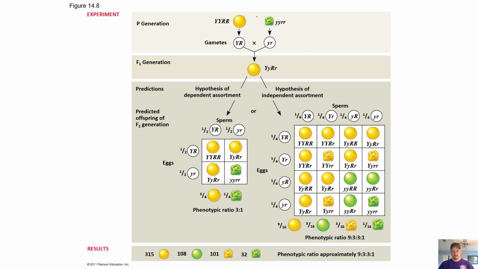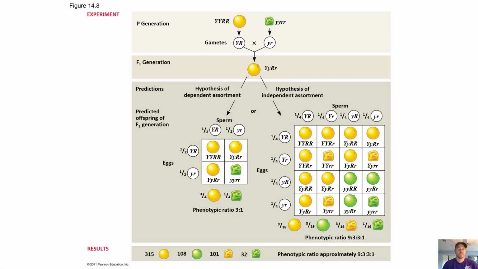Now, here's what he sees. He breeds these two together, and he gets peas that are yellow and round, right? Big Y, big R, little r. Those would all be yellow and round. Then he breeds those with themselves or with each other to get the F2 generation. And he comes up with two predictions, right?